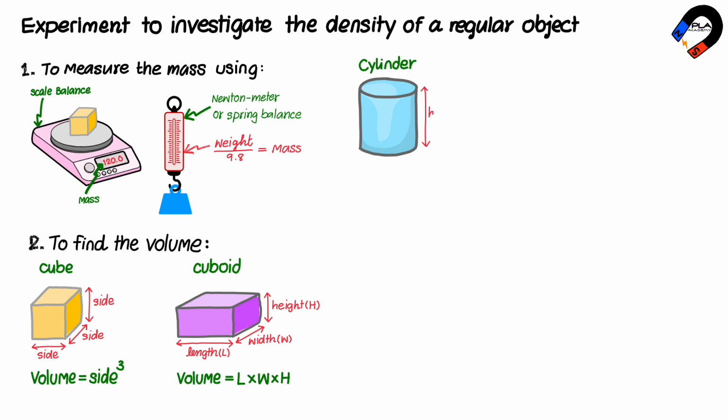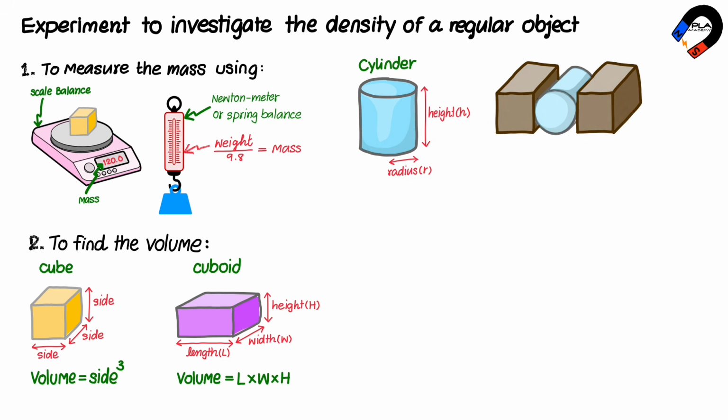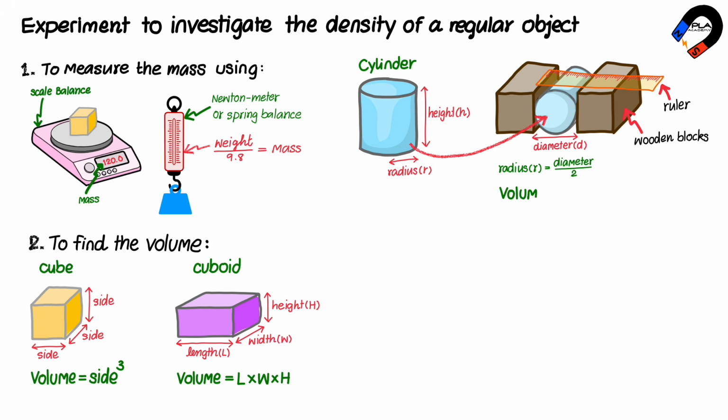For a cylinder, we measure the height H using a ruler. To measure its diameter D, we use a ruler and wooden blocks as shown. We view from the top and measure the length between blocks at different positions, as shown, to check that they are equal. To calculate the radius R of the cylinder, we divide the diameter by 2. Then we calculate the volume of the cylinder using V equals pi r squared h.